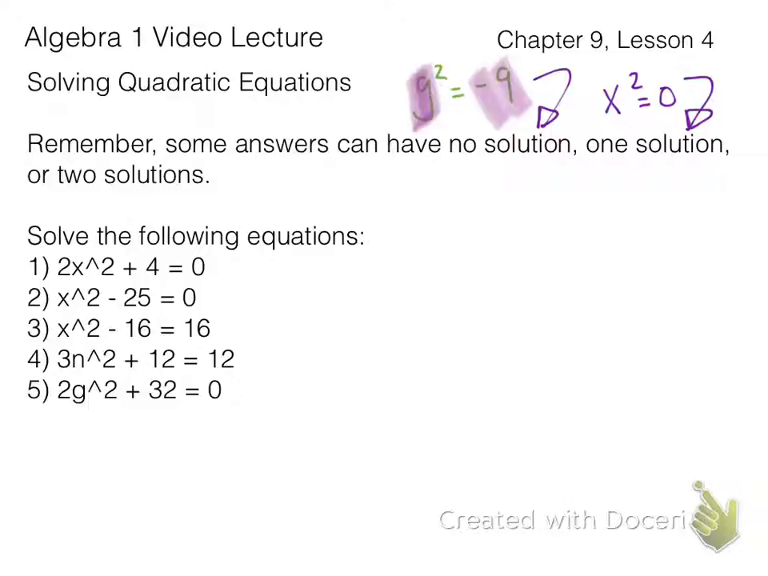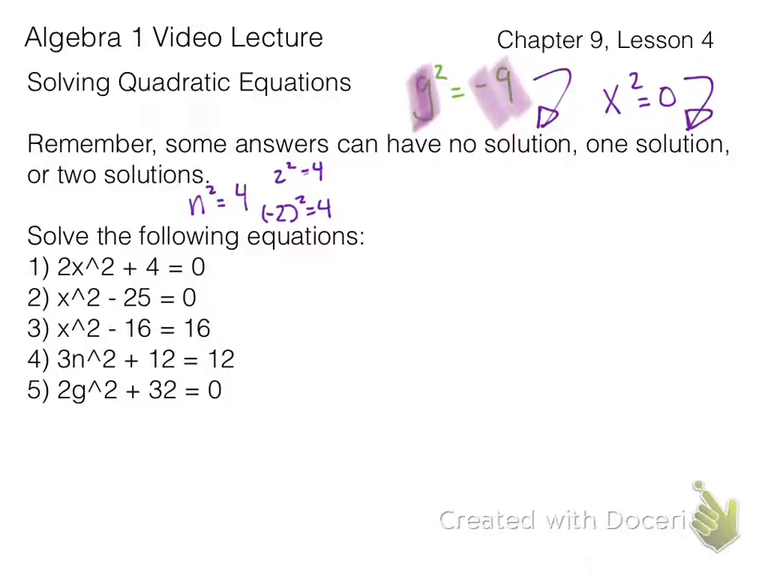And then two solutions would be like if I had n squared is equal to 4, right? There's two ways I can get 4. I can do negative 2 squared equals 4, but I could also do positive 2 squared equals 4.